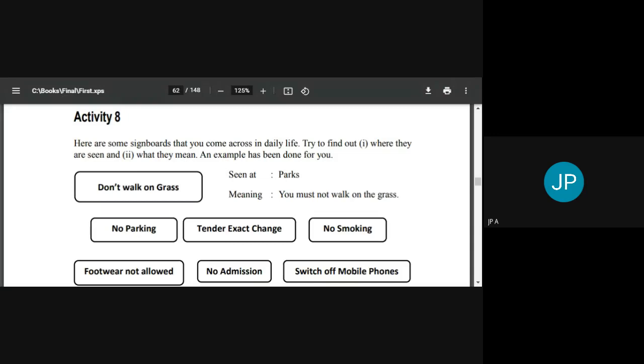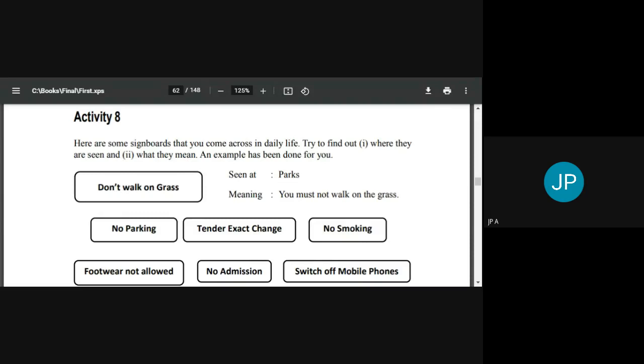So instead of writing that long sentence, you must not walk on the grass, or you should not walk on the grass, or you are not permitted to walk on the grass. You can use different structures to this expansion. So you must not walk on grass. You should not walk on grass, etc.